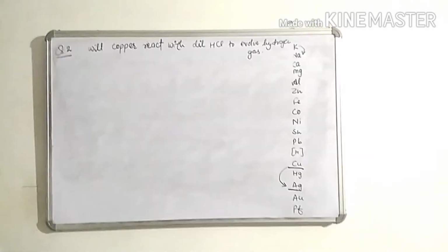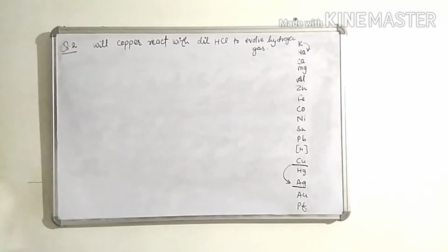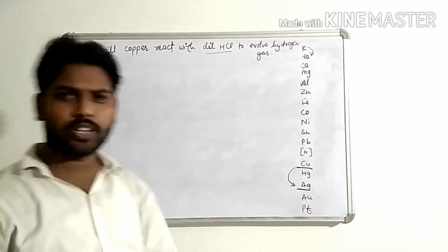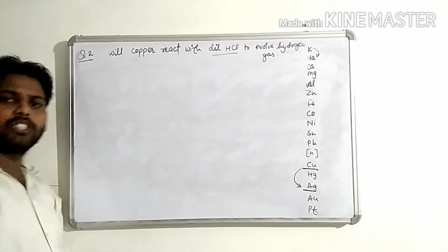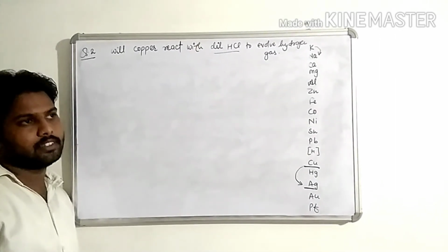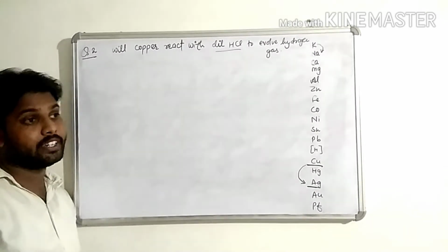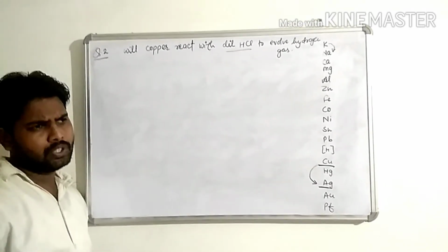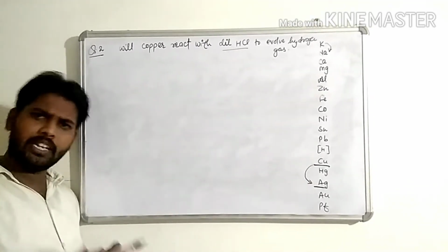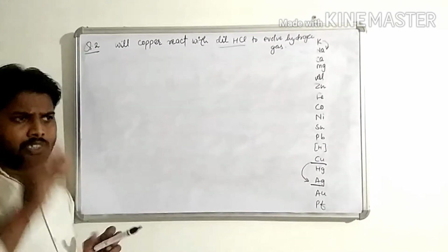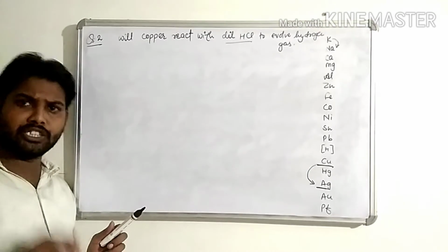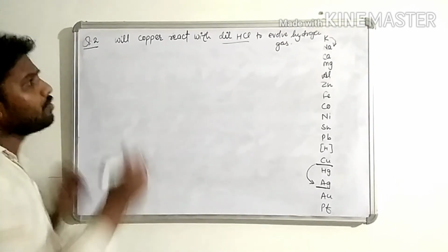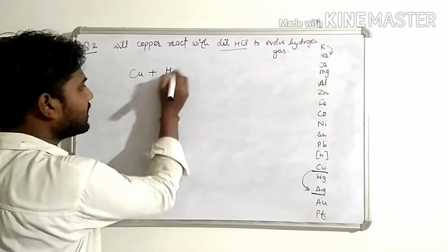Easy, children? Now see the next example, children. Will copper react with dilute HCl to evolve hydrogen gas? Sometimes, children, students get confused that sir has explained that when metal reacts with acid, it always liberates hydrogen gas. So will it be the same everywhere? No, children. The reaction of metal with acid also depends on the reactivity of the metal. Please note it down in the copy, children. Copper plus HCl.